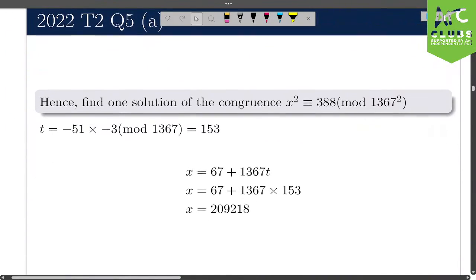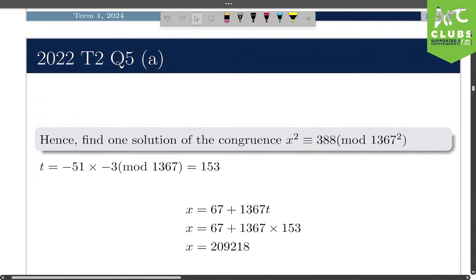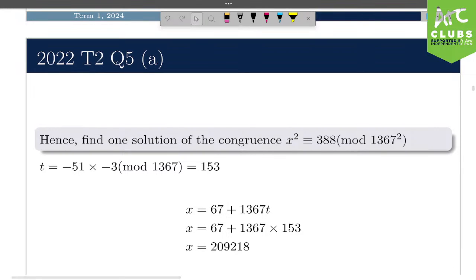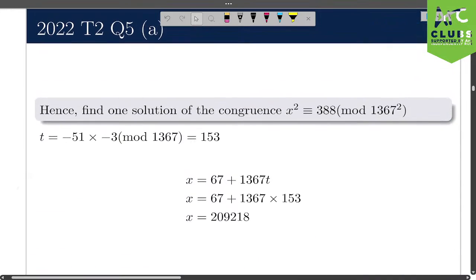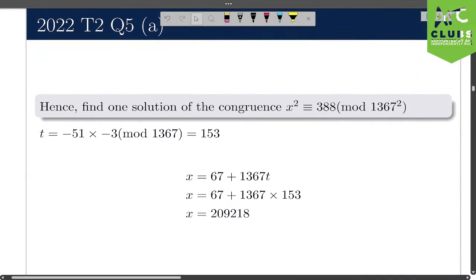So that's our solution. We found our value of t, and now we can use that to find our value of x. We simply sub it in. This becomes 153. You just add it up. It's arithmetic. Trust me that this is correct. So that's basically it. Do you have any questions?